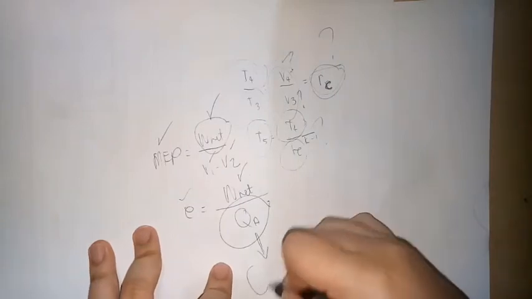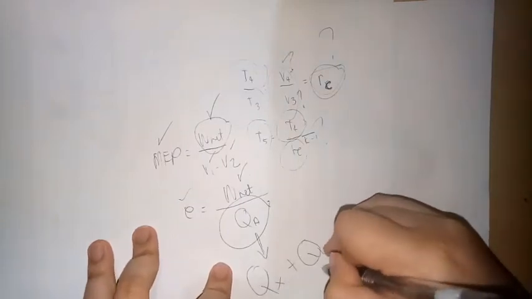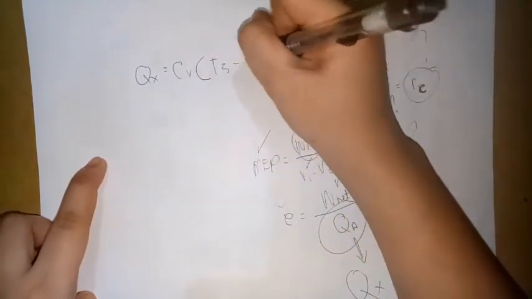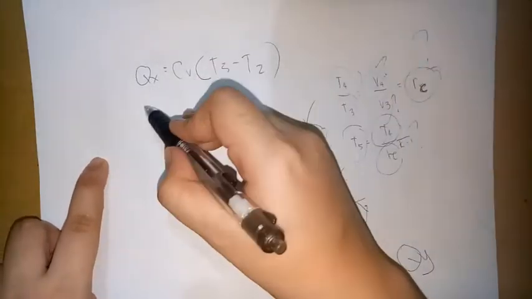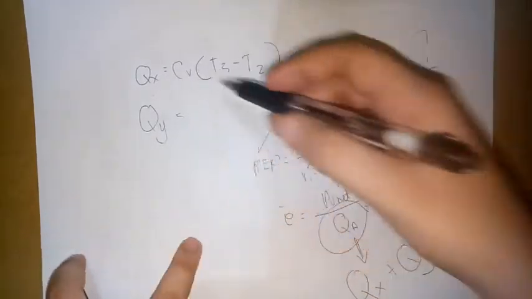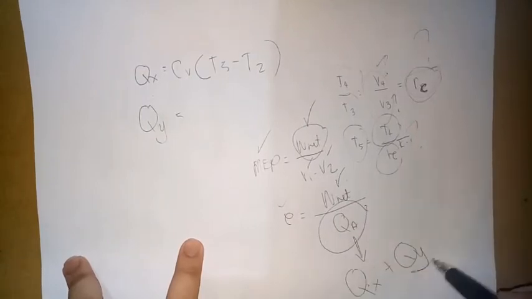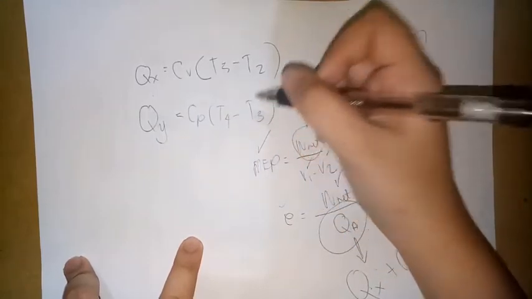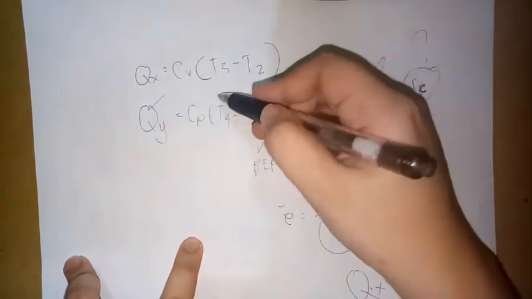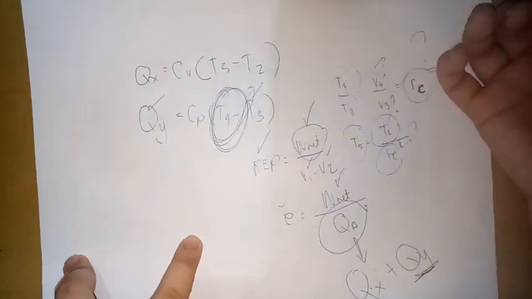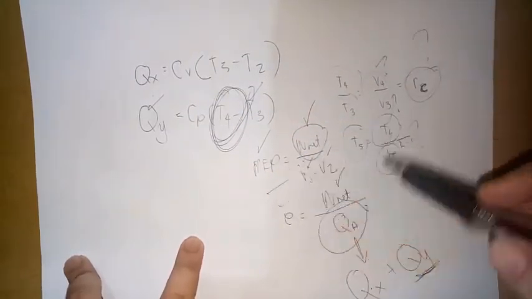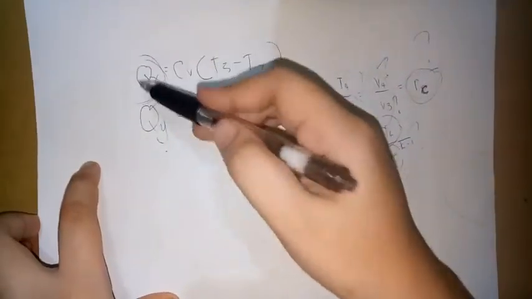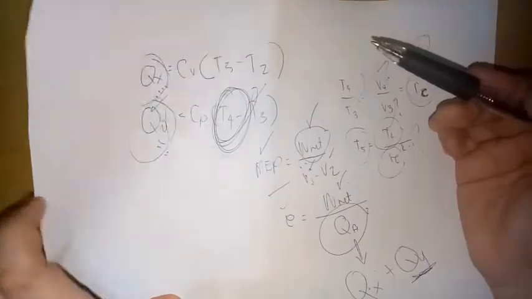And QA is QX plus QY. And QX is CV times T3 minus T2. So, we can solve for QX. What about QY? We can solve for QY because QA minus QX is QY. And QY is CP times T4 minus T3. So, if we have QY and T3, we can now solve for T4. So, the relations we will use are the mean effective pressure, the efficiency, and the heat added in the isometric process and the heat added in the isobaric process.